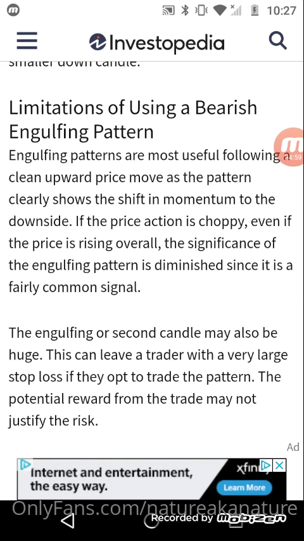So the engulfing or second candle may also be huge. This can leave traders with a very large stop loss if they opt to trade the pattern. So the potential reward from this trade may not justify the risk. Setting a target will be difficult with engulfing patterns, as candlesticks don't provide a price target. I'm going to teach you how to look at price and come up with a price target where price goes to, and that's called Fibonacci. We're gonna get to Fibonacci soon, but we have to get over the technical stuff first. So traders will need to use other methods such as indicators or Fibonacci.